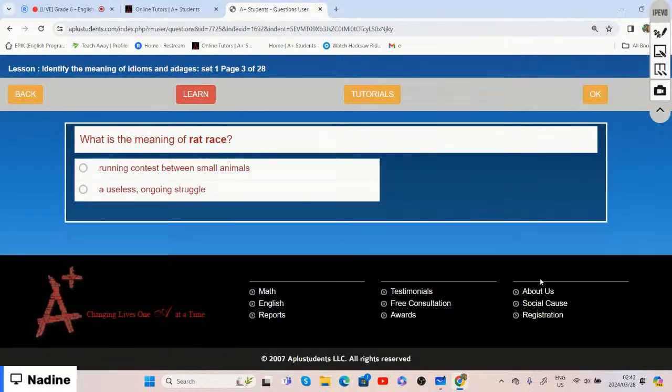Option one is correct. All right, it says, what is the meaning of a rat race? Does it mean that we have rats and we are racing them to see who's going to be at the finish line or to take the cheese first? What does it mean? A rat race. Is it a running contest between small animals, or is it option two, which is a useless ongoing struggle?